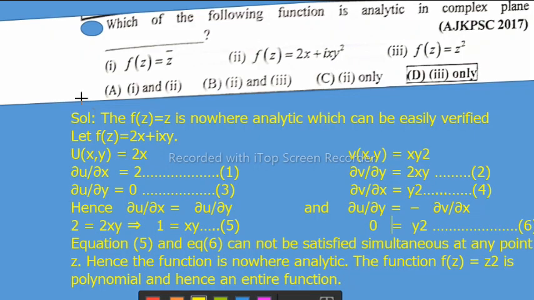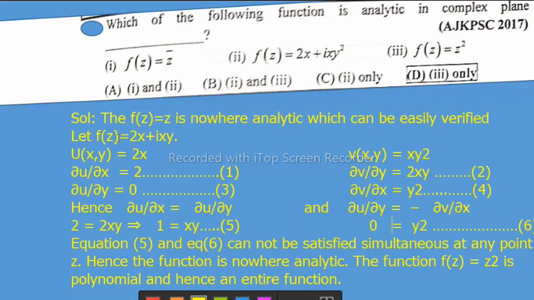In this lecture, I will solve AJK PSC 2017 MCQs, that is, which of the following function is analytic in the complex plane? Solution: the function f of z is equal to z bar is nowhere analytic, which can be easily verified.